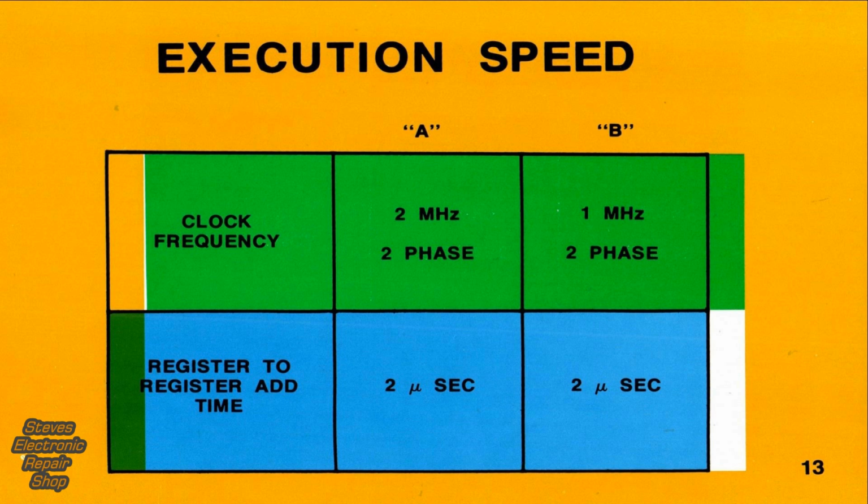Execution speed is also important. In the past, clock frequency has been the standard, assuming that the faster the clock, the faster the execution speed. However, this can be misleading as shown here. The clock frequency of microprocessor A is twice that of B, so naturally A appears faster. But when we compare how long it will take to add the contents of 2 registers, we find this requires 2 microseconds in both A and B. Therefore, today, the most popular estimate of computational speed is the register-to-register addition time.